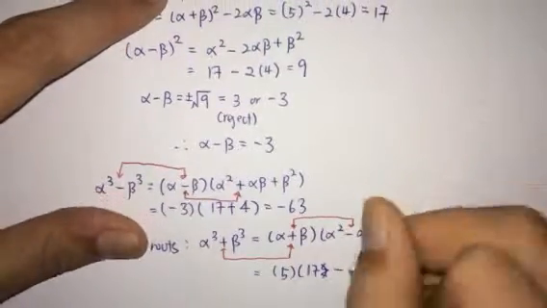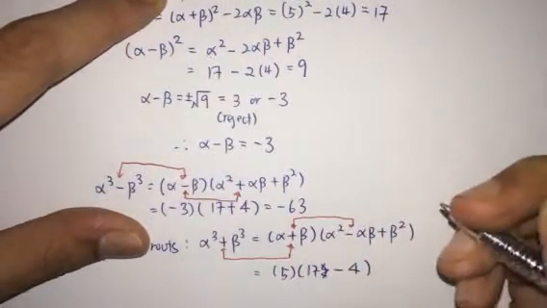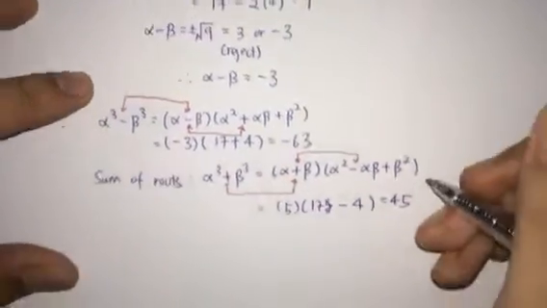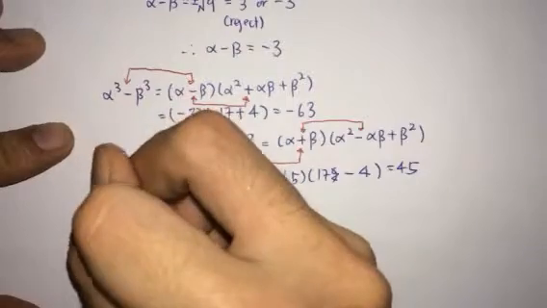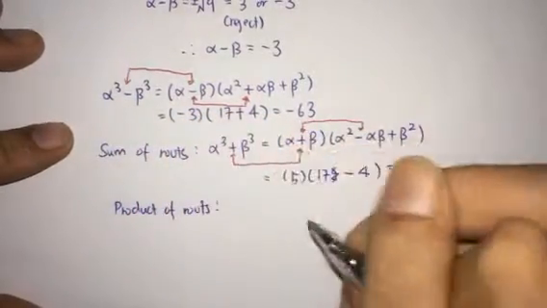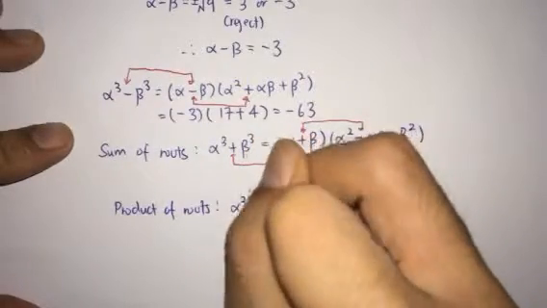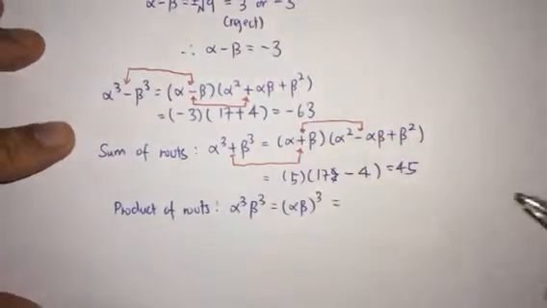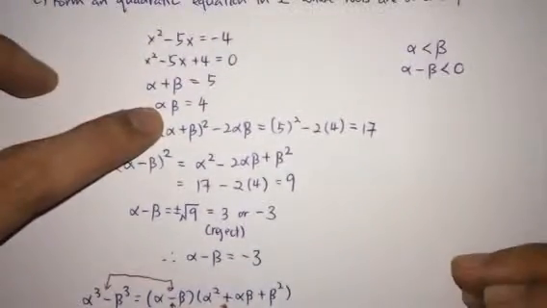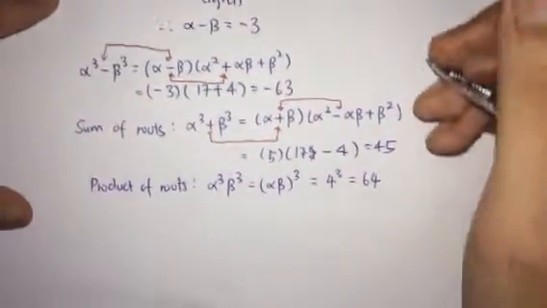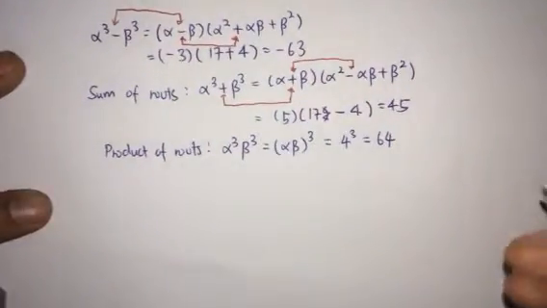Minus alpha beta 4. So this will give me 45. Okay, next we proceed to find the product of roots. So the product of roots will be alpha cube beta cube, which will be alpha beta cube. And this will give me, alpha beta is 4, which will be 4 cube. 4 cube is 64. Now we can proceed to answering the question.